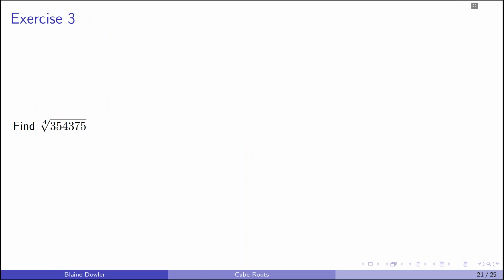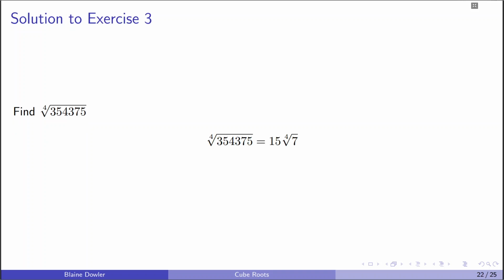Exercise 3. The 4th root of 354,375. Pause now and take the time you need. Our 4th root here is 15 times the 4th root of 7.